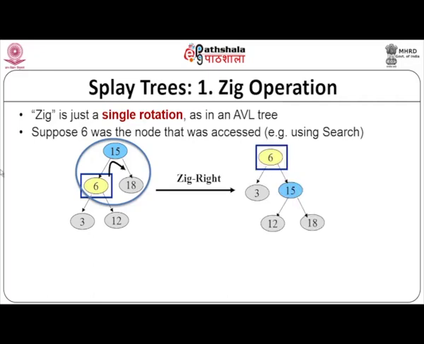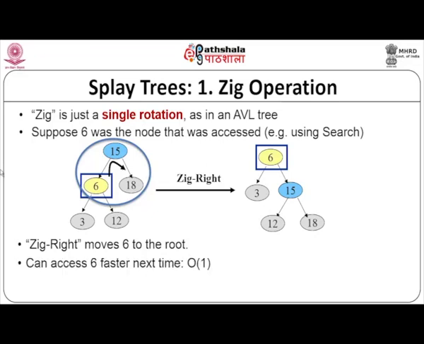So, you have done that and 6 has reached the root. This is a zig operation, a single right rotation. Zig means right rotation only, and you find that the node you have accessed has reached the root. Zig moves 6 to the root, and now this is the crucial part: the next time you access 6, that is the assumption you are making, that if you have searched for 6, you are likely to search for 6 or do some operation on 6 next, it will take of the order of 1 because you find 6 at the root.